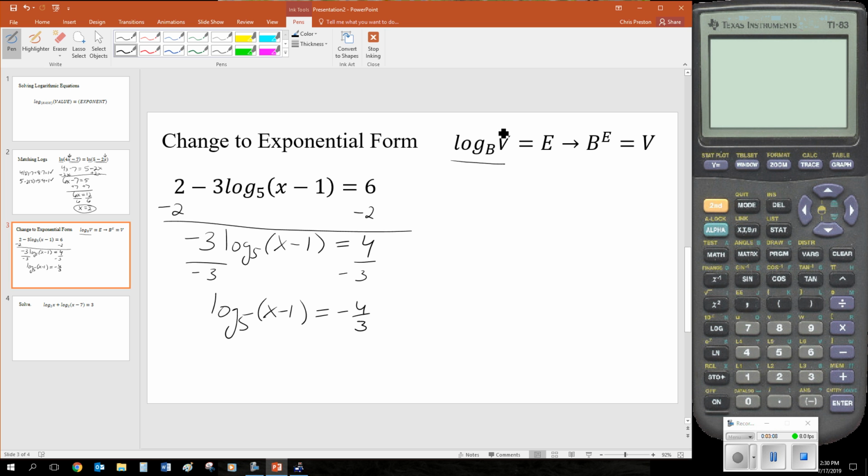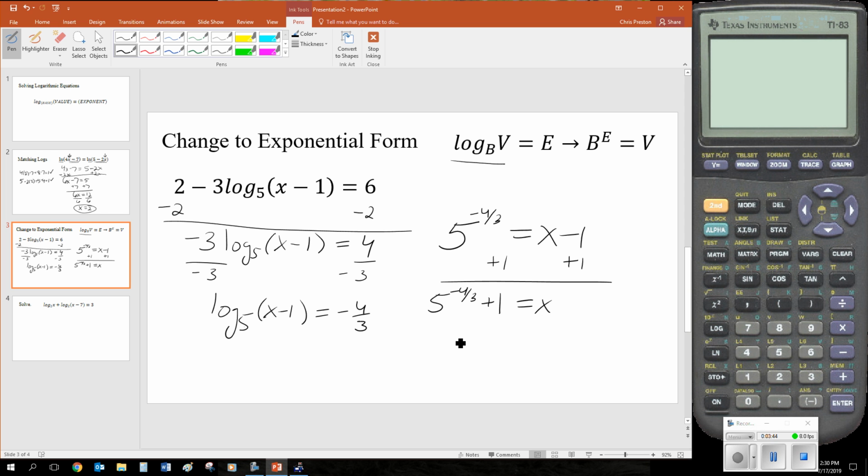And now I'm in my logarithmic form, and I'm going to change this to my exponential form. So my base is 5. My exponent is negative 4/3. And this is going to equal my value expression, in this case, x minus 1. Now I'm just going to solve this for x. So I'm going to add 1 to both sides of my equation. 5 to the negative 4/3 plus 1 equals x.